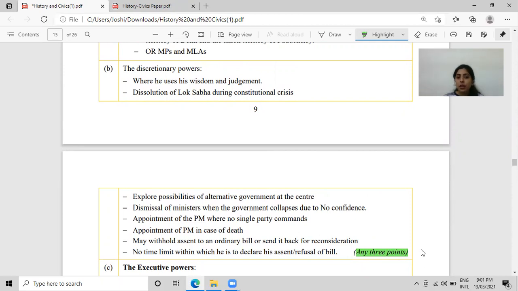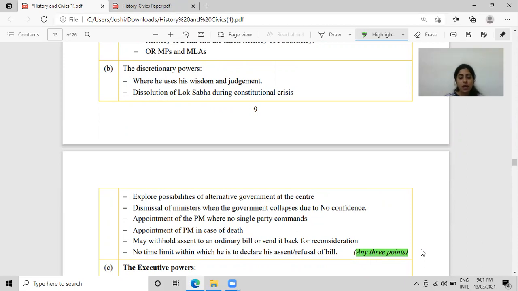Say for example, point number 1, his first power, where he uses his wisdom and judgment. Power number 2, dissolution of Lok Sabha during constitutional crisis. And power number 3, explore possibilities of alternative government at the center. 3 powers mentioned, 3 marks given to this question.